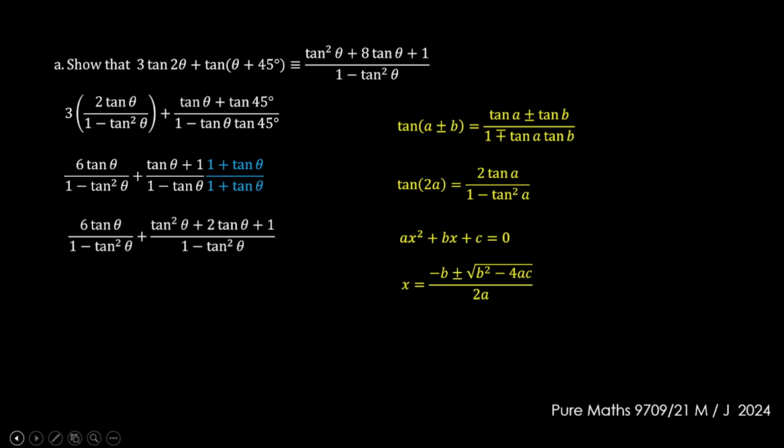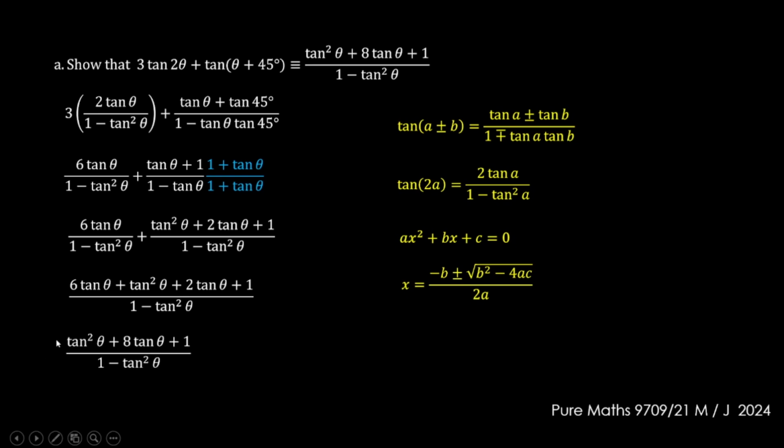Now we'll expand out. After expansion, we find (1 minus tan theta) times (1 plus tan theta), which is the difference of squares, becomes 1 minus tan squared theta. And you can see now we have a common denominator, and we can convert this into one fraction. In the top line, we have 6 tan theta plus tan squared theta plus 2 tan theta plus 1, and we just simplify that. So we'll have tan squared theta plus 8 tan theta plus 1 on 1 minus tan squared theta, which is our required answer for this section.